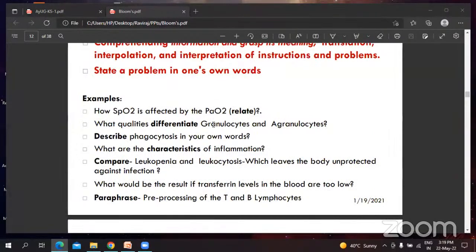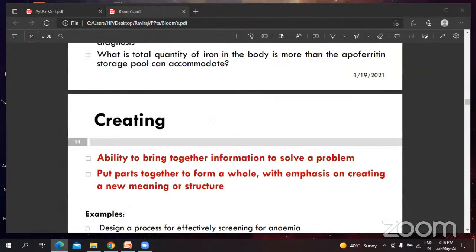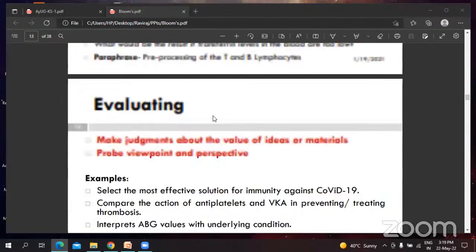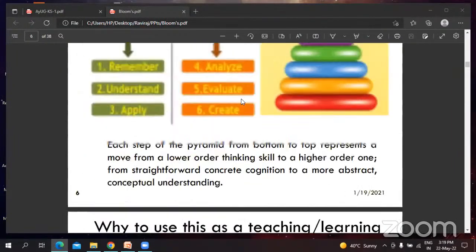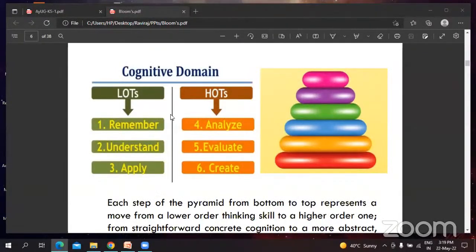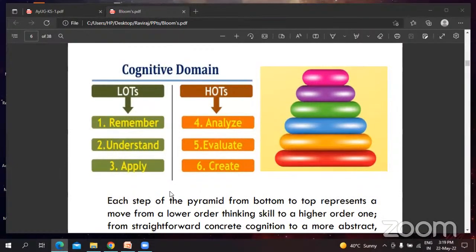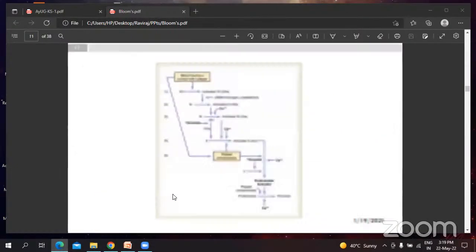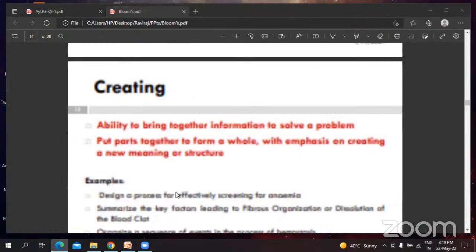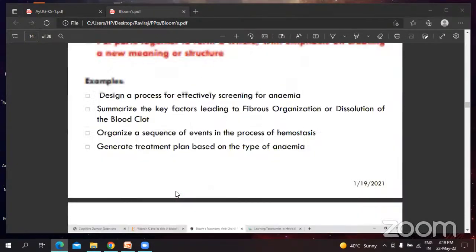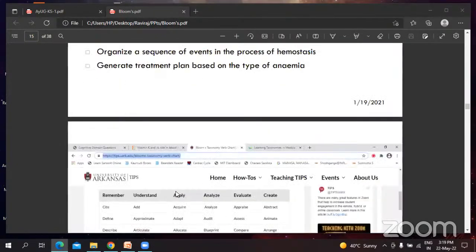So how many of you would like to enter into this zone, higher order thinking? Everyone? Only brilliant, smart students, right? So you should aim or target entering into this higher order thinking zone. If you want to become a good doctor, then it is a must that you explore these areas.